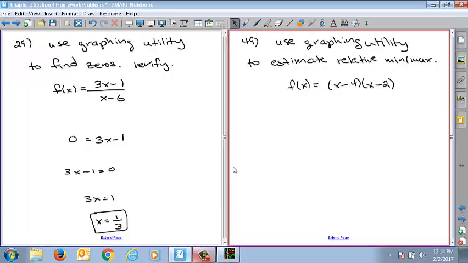So the answer here is it's a relative minimum, and it is at x equals 3, y equals -1.